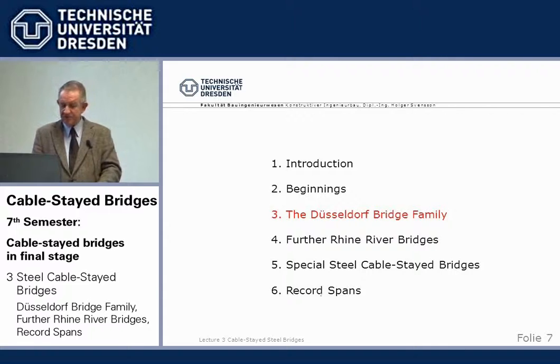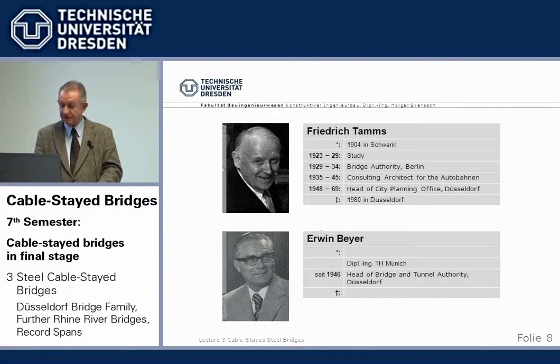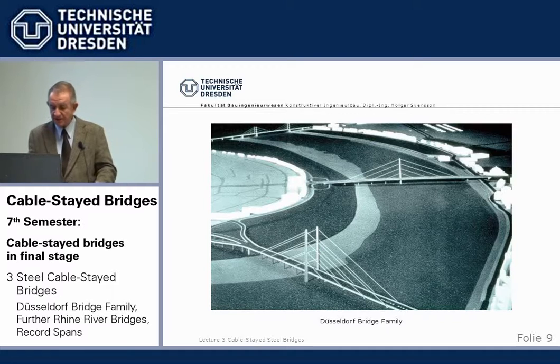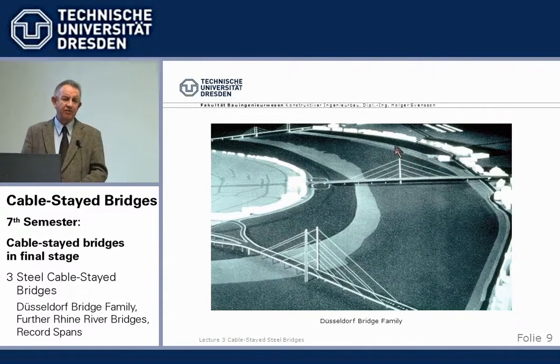And that was the 3 bridges across the Rhine River at Düsseldorf, the so-called Düsseldorf Bridge family. It was designed in the early 50s, all 3 bridges. This is a model picture from something like 1955 or so. It took 20 years to build the bridges, but they were built unchanged from their initial design.